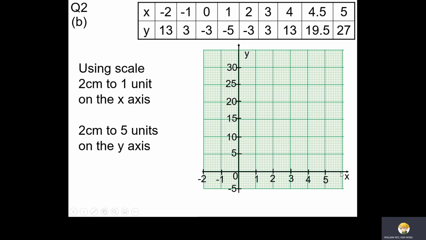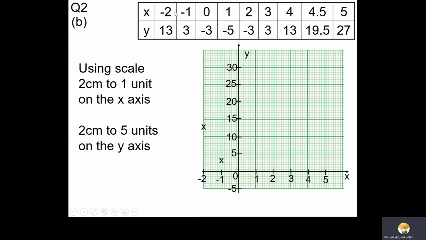If you notice, this graph looks a bit different compared to the previous example. In the previous example you had negative 4 to 4, but here you have only negative 2 to 5. So you have to adjust the graph accordingly. As for y, the smallest value is negative 5, and the biggest value is 27. So somewhere here.